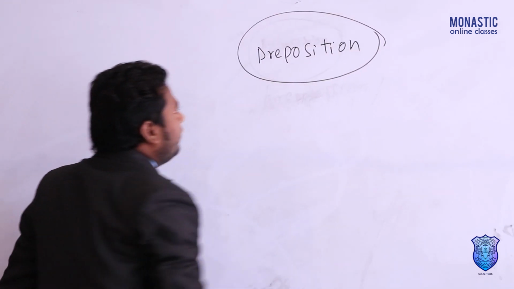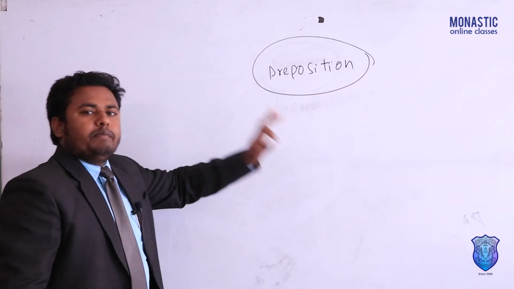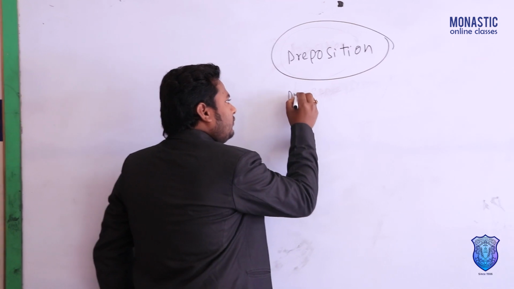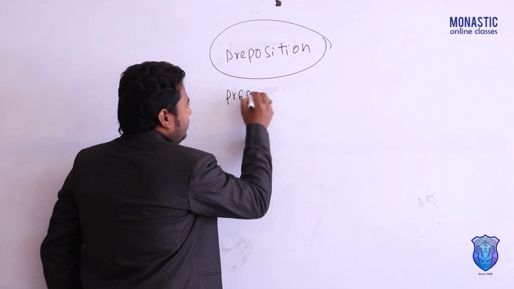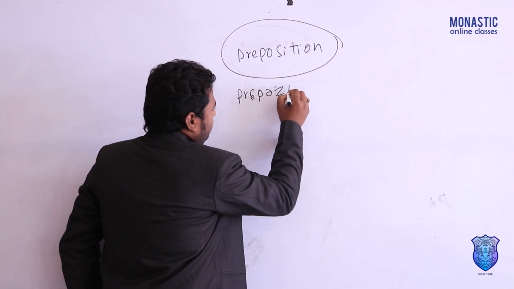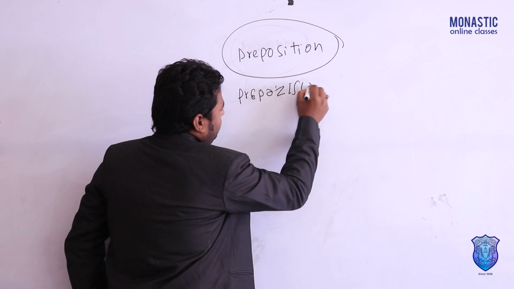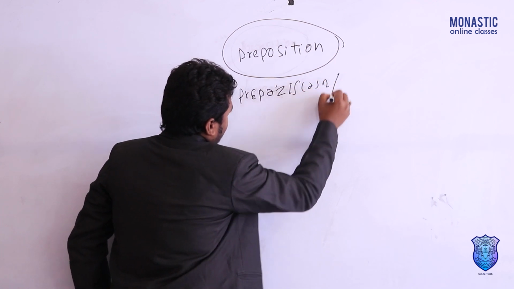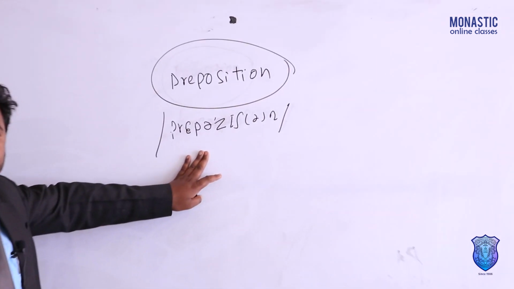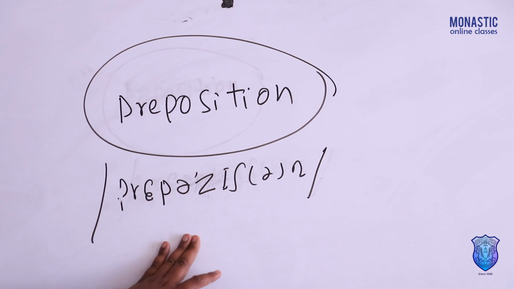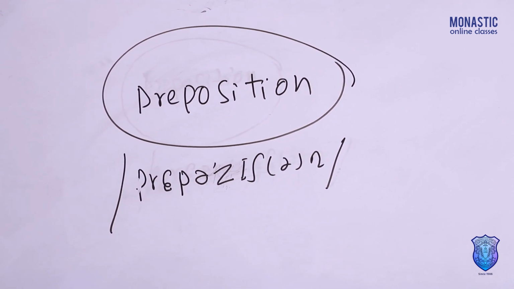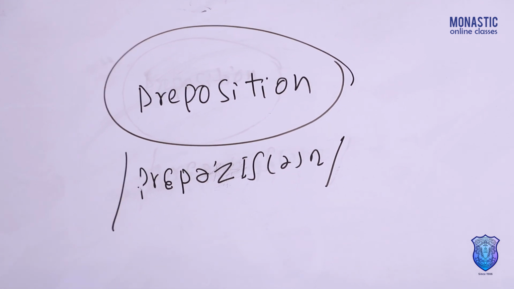This is preposition. The phonemic transcription of this word is shown here. This is pronounced as preposition. So, dear students, when you talk about this word, preposition is made of two words.